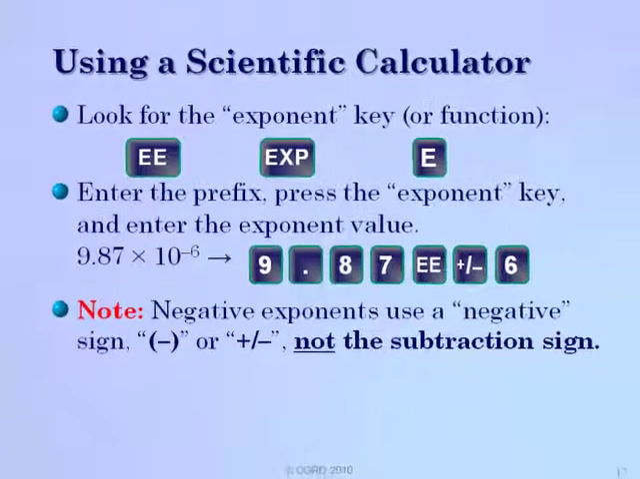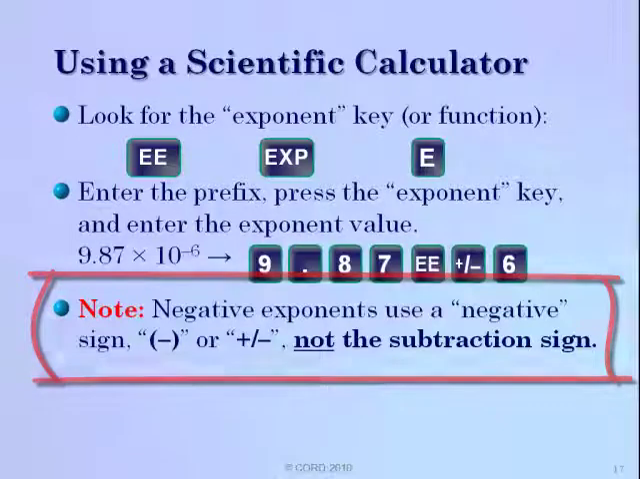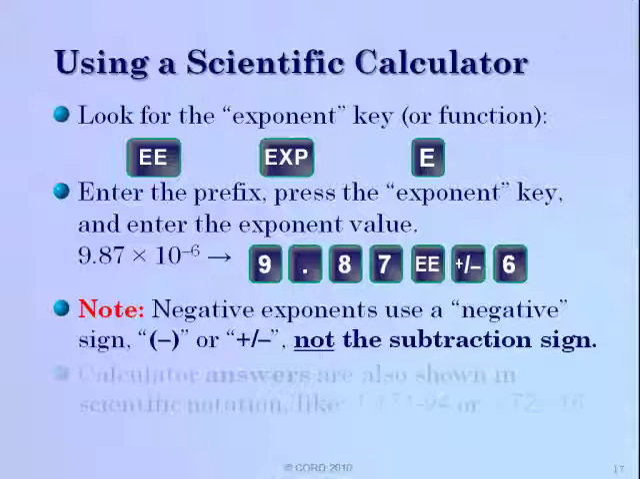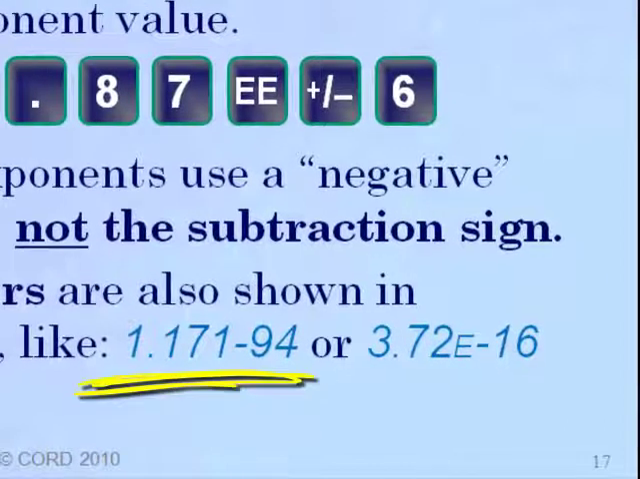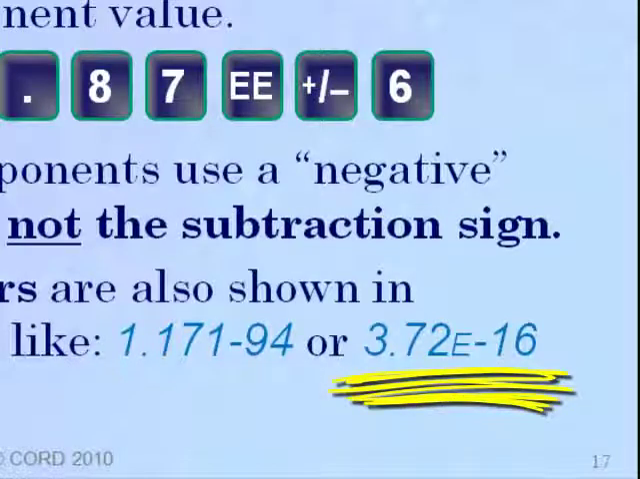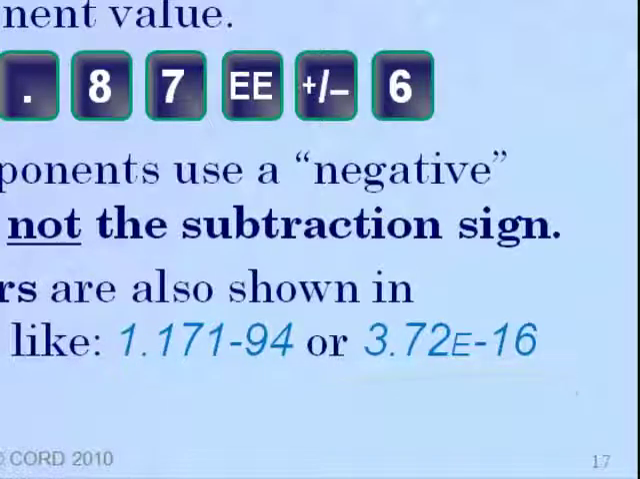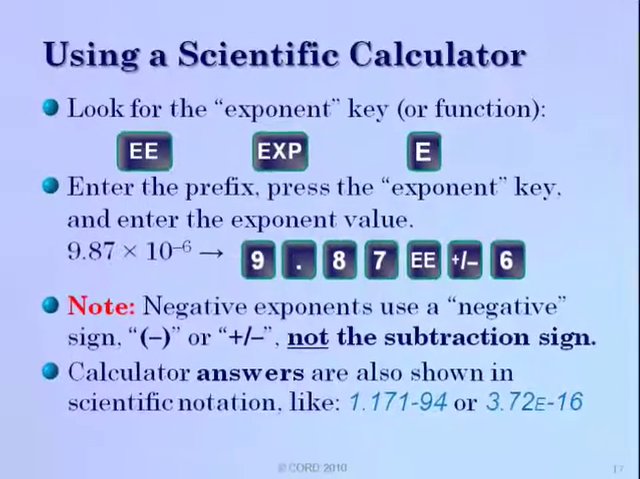Now you have to be very careful to note that negative exponents use a negative sign, not the subtraction sign on your calculator. The calculator answer that you get will also be shown in scientific notation. So it'll look like 1.171 with a little negative 94, or 3.72 with an E and a negative 16. Notice that that little negative symbol there tells you that that's an exponent of 10 to the negative 94, or 10 to the negative 16. If there's just a space there, that would be 10 to the positive 16, or 10 to the positive 94. You'll have to look very carefully and be aware that that number will be in scientific notation.